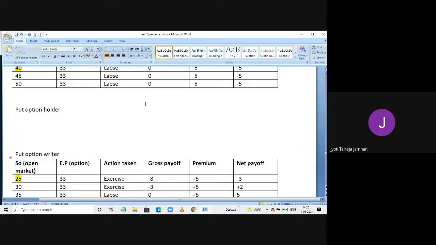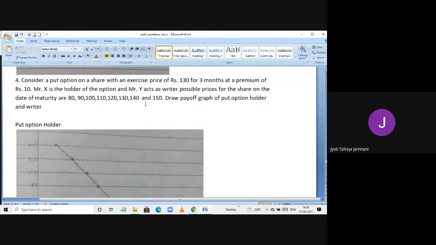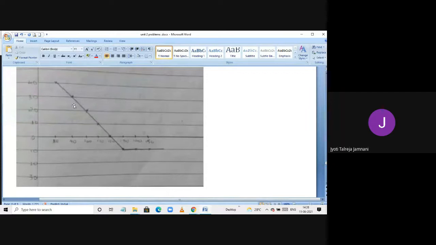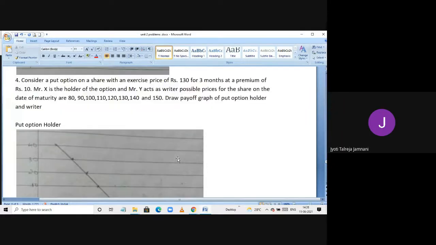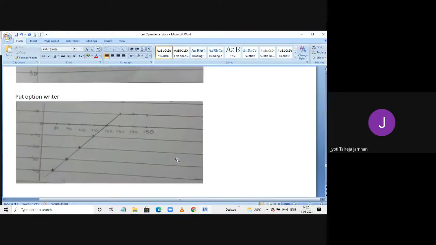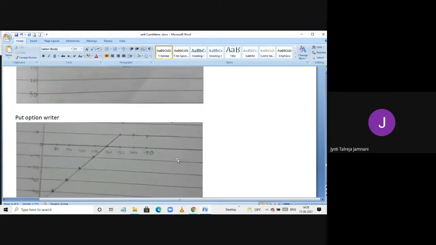Holders, I will put it and I'll send it to you. There is one more sum on the put option holder and writer. Here you can see the graph is correct for the put option holder. From the top he'll come down and he'll lose continuously, whereas the writer will go up and gain that particular premium continuously.